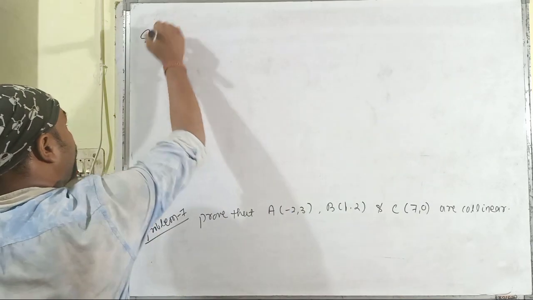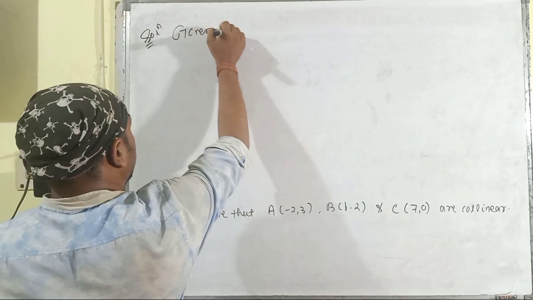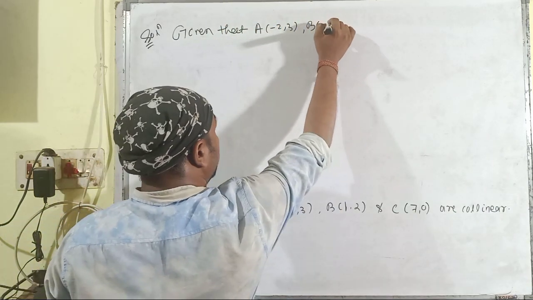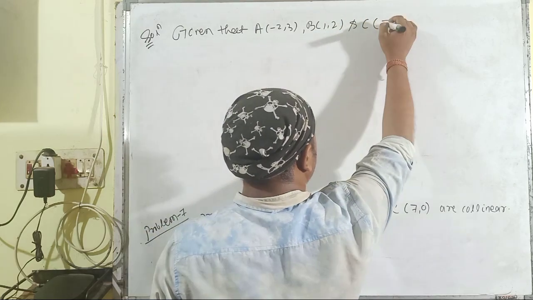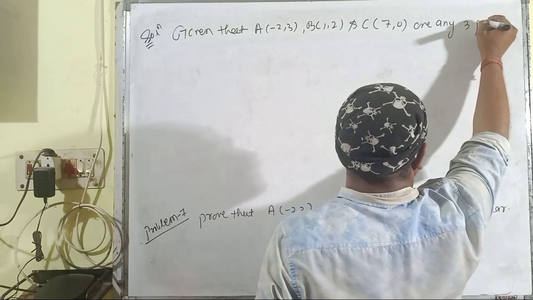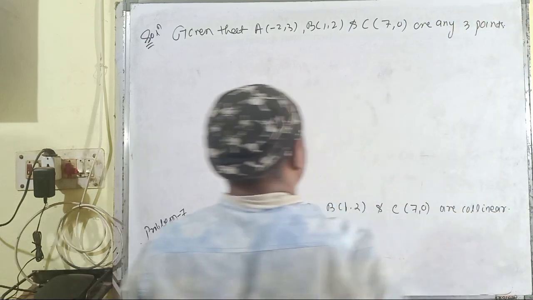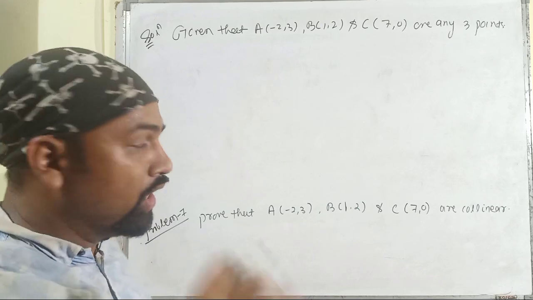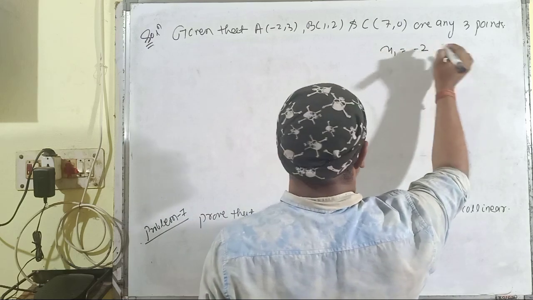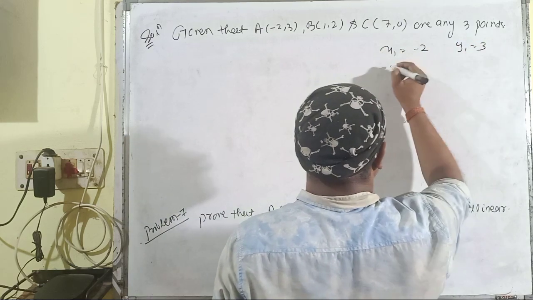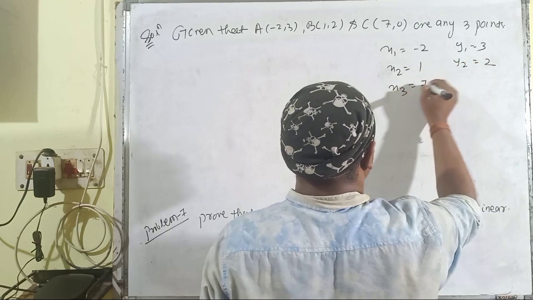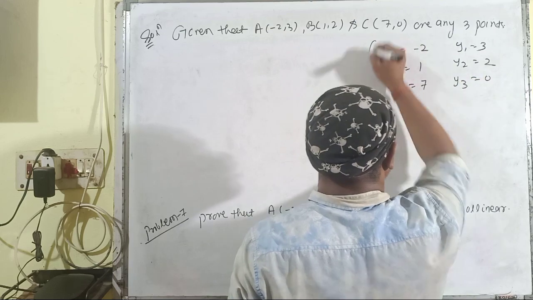So here it is, the solution part. Given that A(-2, 3), B(1, 2) and C(7, 0) are any 3 points, then we have to use the condition for collinearity in the area of the triangle case. So first of all, let us write down x1 is equal to -2, y1 is equal to 3, x2 is equal to 1, y2 is equal to 2, x3 is equal to 7, y3 is equal to 0.